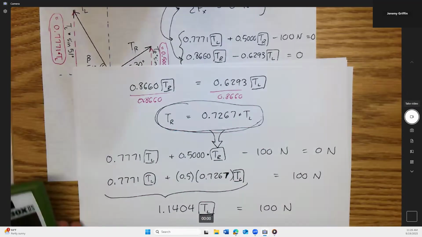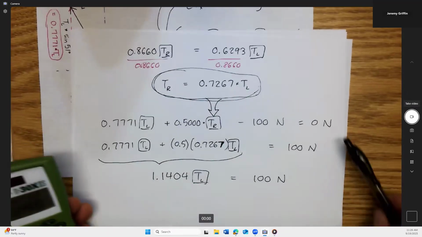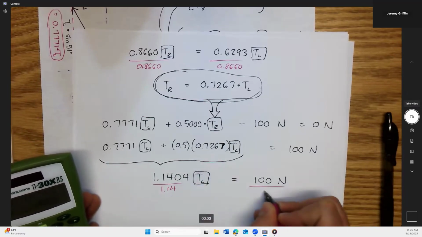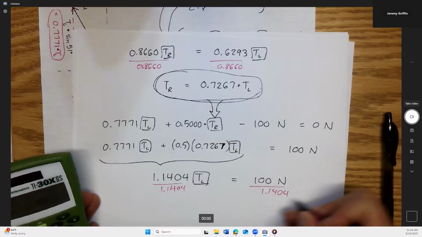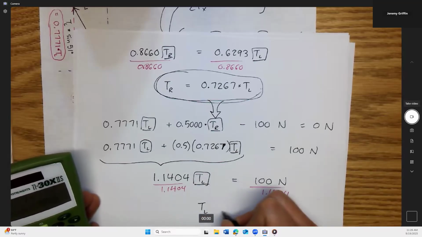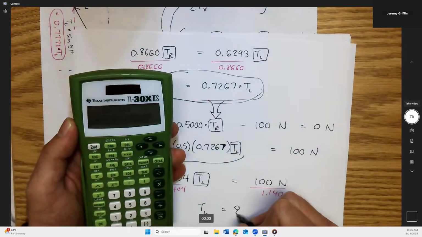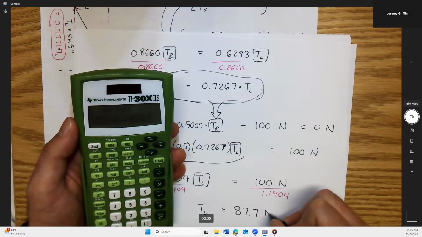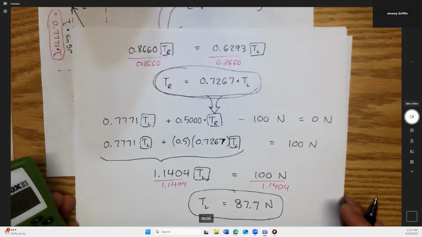Let's go step by step. I mean, we're just doing algebra at this point. And then the last step to solve for tension, I have to divide by this coefficient, 1.14. So tension left is what, 100 divided by that? 87 point, well, how about this? I'll round it to that. That many newtons. There's my left tension right there.